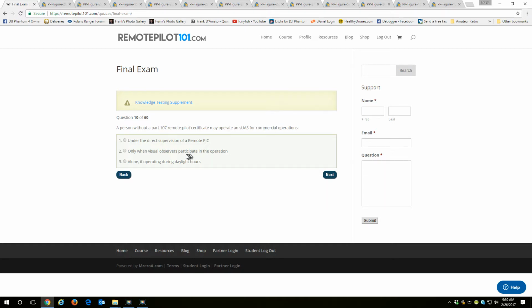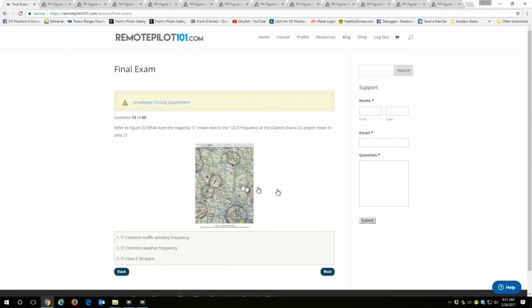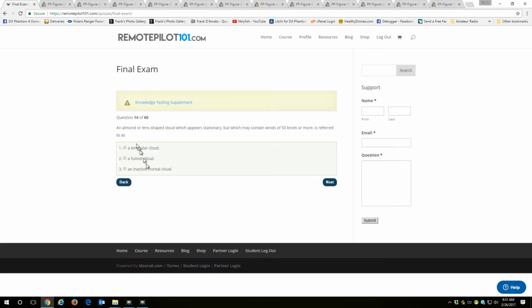A person without a Part 107 remote pilot certificate may operate a small UAS for commercial purposes under the direct supervision of a remote pilot. Which is true regarding the presence of alcohol in the human body? A small amount of alcohol can adversely affect judgment and decision making. According to CFR, a small UAS is an unmanned aircraft weighing less than 55 pounds. What does magenta C mean next to the 122.8? That's common traffic. An almond or lens-shaped cloud, which appears stationary and may attain winds of 50 knots or more, is referred to as lenticular.